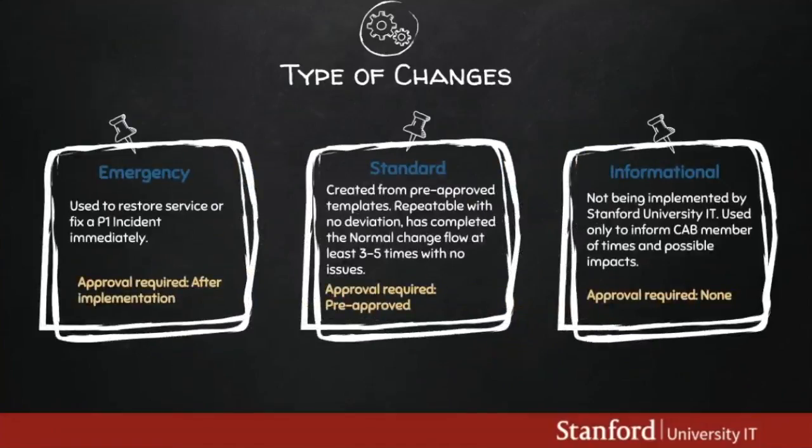And then there's an emergency change. An emergency change is used to restore service or fix a P1 incident immediately. So there could be some outage, and the work needs to be done immediately in order to restore the service, and that is an emergency change. And unlike normal and expedited changes, where you're doing the paperwork ahead of time, with an emergency change, you're focused on restoring that service. And then afterwards, you're going back and doing all the documentation.